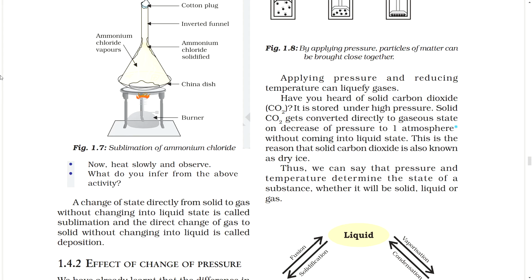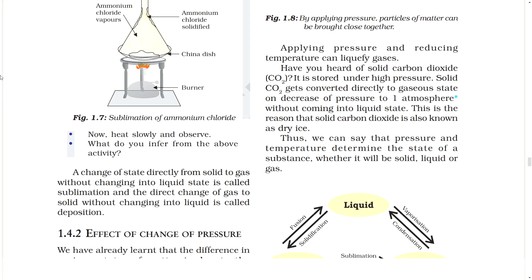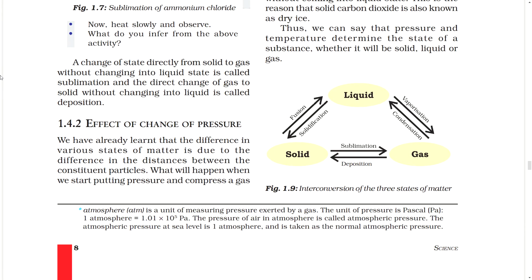This is the reason that solid carbon dioxide is also known as dry ice. Thus, we can say that pressure and temperature determine the state of the substance, whether it will be solid, liquid, or gas. Liquid, vaporization, condensation, gas, sublimation, deposition, solid, fusion, solidification. Interconversion of the three states of matter.